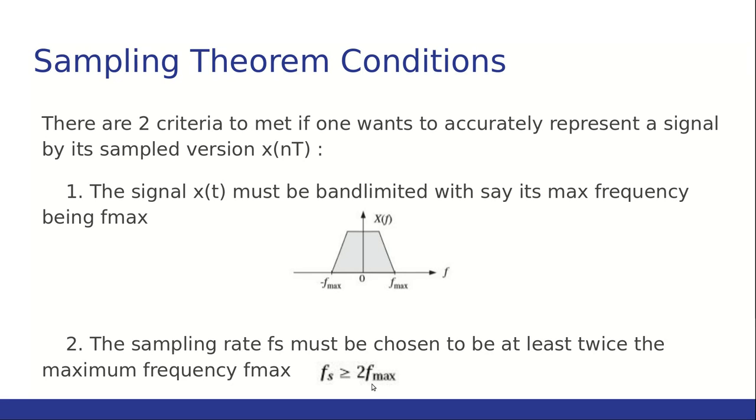The value fs by 2 is called the folding frequency, and the interval minus fs by 2 to fs by 2 is called the Nyquist frequency interval. Fs by 2 is also the cutoff of the low pass analog pre and post filters, which we will see later on.